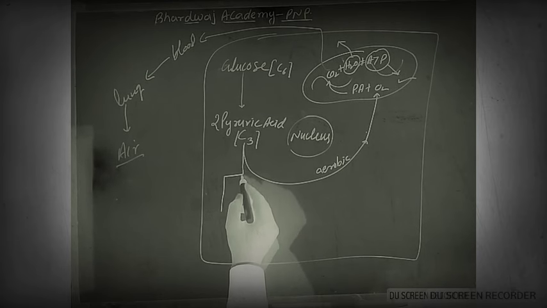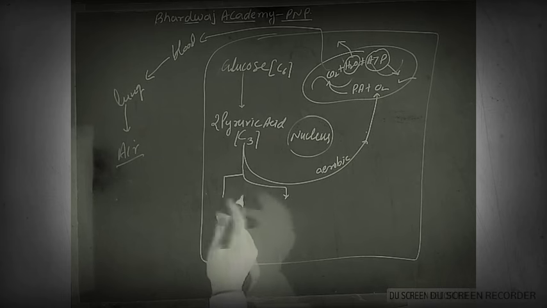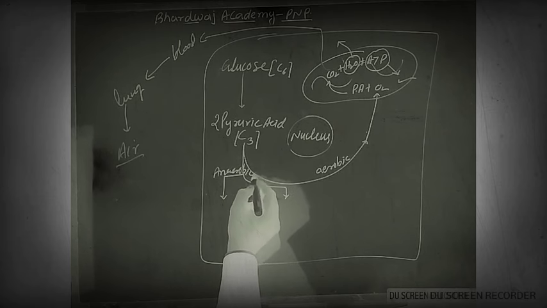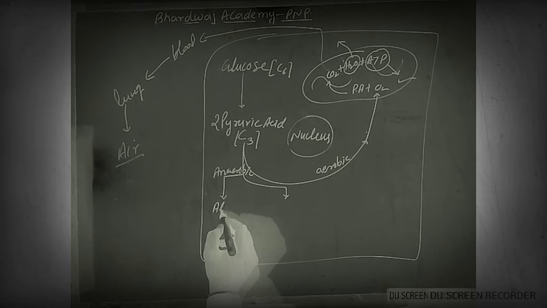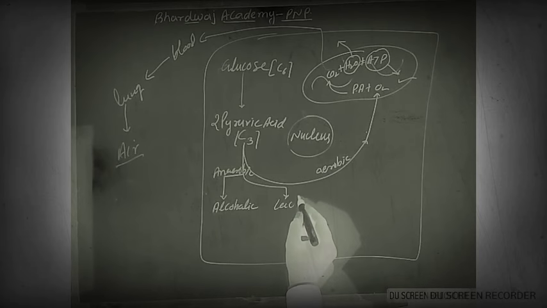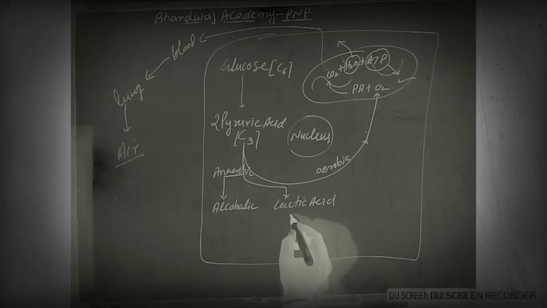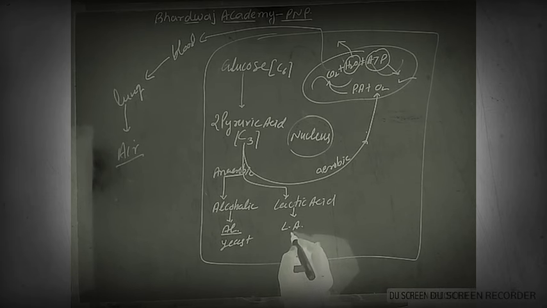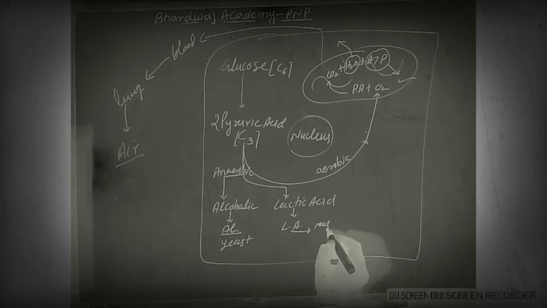If pyruvic acid does not get a proper amount of oxygen, it undergoes anaerobic respiration. Anaerobic respiration is of two types. First one is the alcoholic fermentation. Second one is the lactic acid fermentation. In lactic acid fermentation, the end product is lactic acid. In alcoholic fermentation, the end product is alcohol. This occurs in yeast, and lactic acid fermentation occurs in our muscles. And this is complete about cellular respiration.